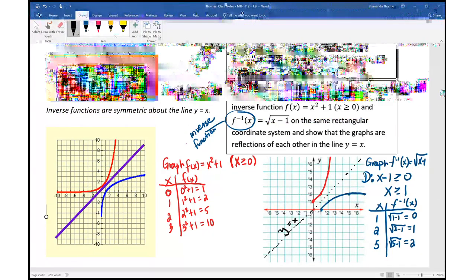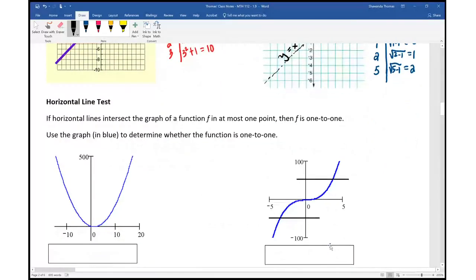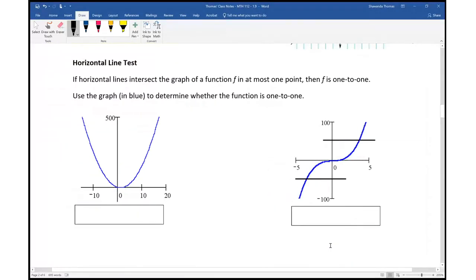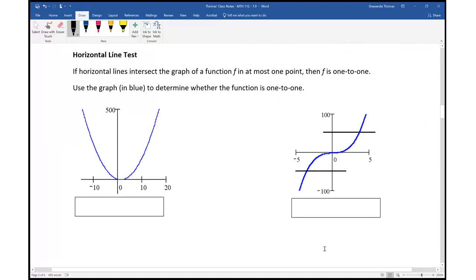All right, let's talk about the horizontal line. Let's go over some examples just to make sure you got it. First of all, does this graph pass the vertical line test? Yes, it does. So it is definitely a function, right? But is it 1 to 1? I'm going to use a little shortcut way of writing 1 to 1.